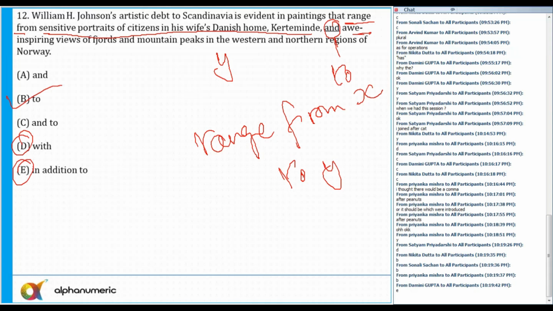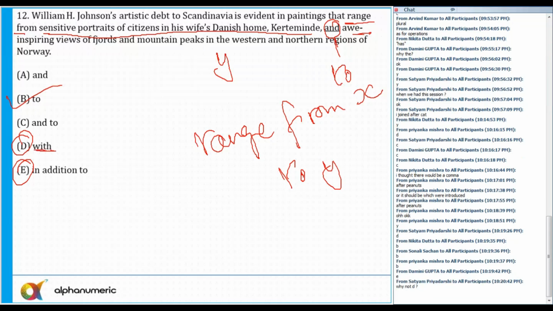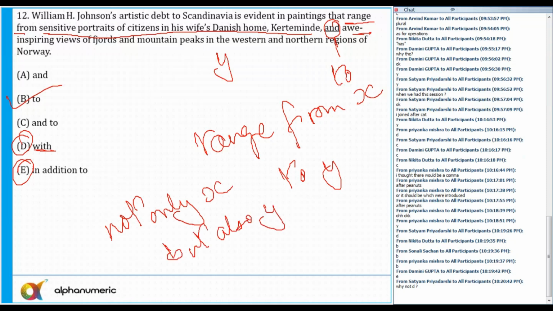Something ranges from X to Y. Range के साथ तो हमेशा to आता है ना. Range from X to Y. It cannot be range from X with Y. We cannot have the word with. Again, I told you, Satyam, why we cannot have D, because that is not the grammatical construction. Just like you have not only X but also Y. This is the construction. After using not only, you have to use but also. When you use neither, you have to use nor.